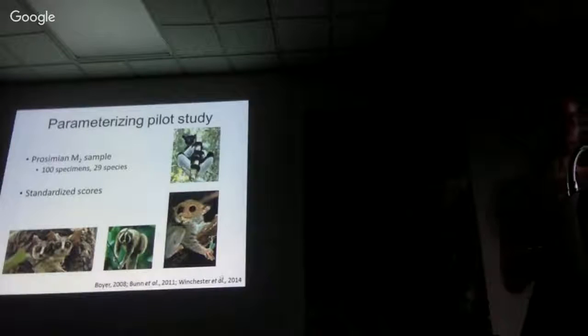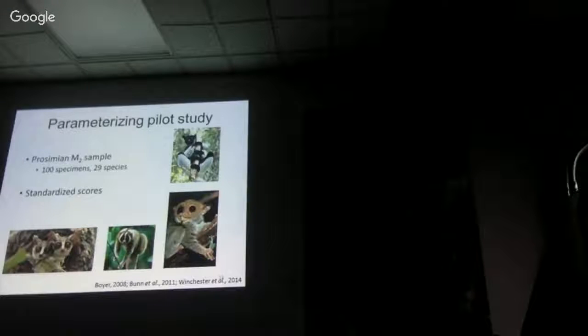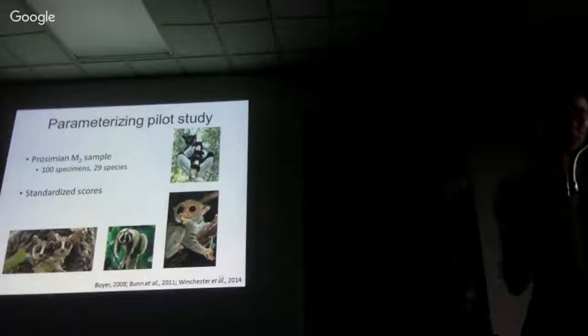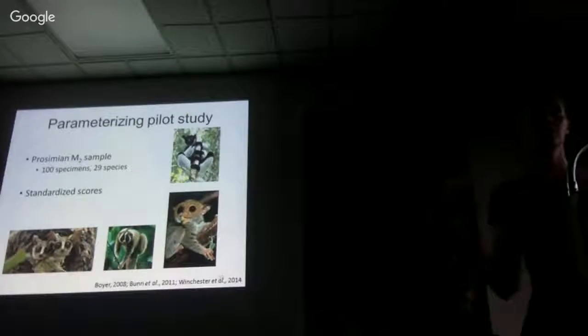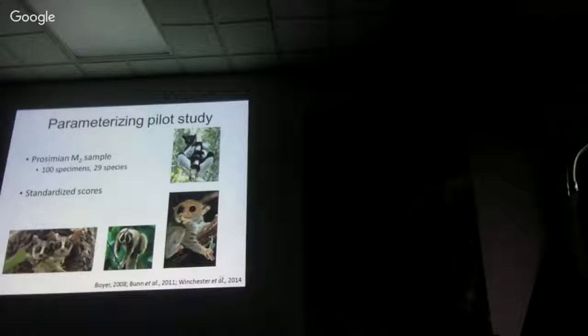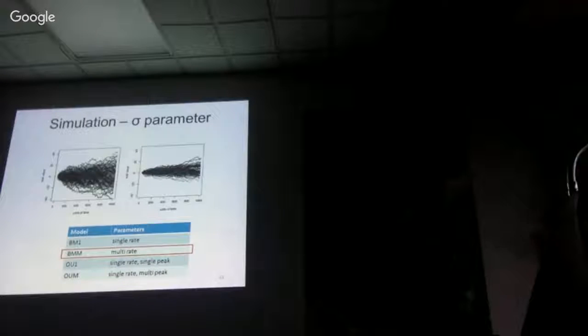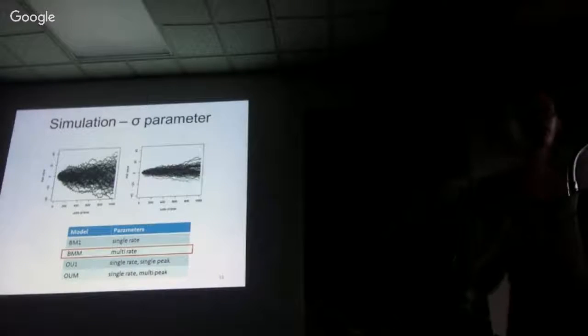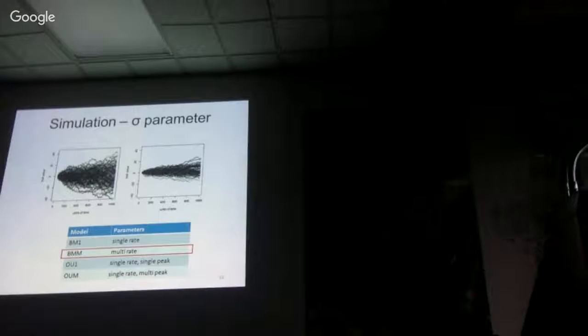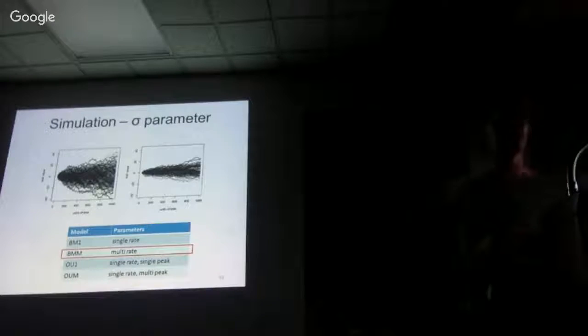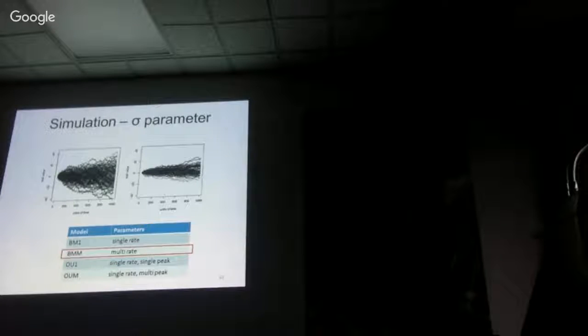I parameterized my pilot study based on a prosimian sample of lower M2s that have previously been studied, but I completely reanalyzed and supplemented this data set. And so I took their topographic measurements, relief, complexity, curvature, and I took standardized scores of these topographic values. And I used this parameterization to get an idea of what range of sigma values and what range of theta values I should be using.